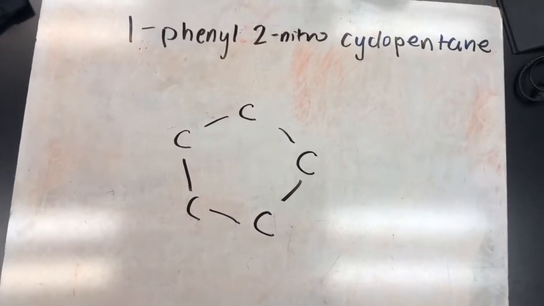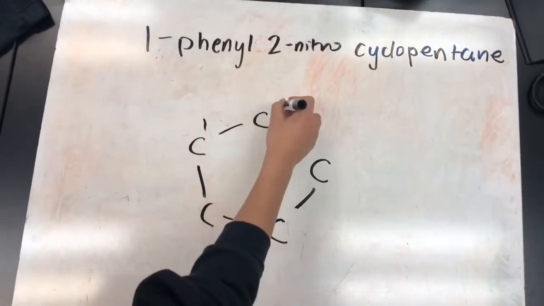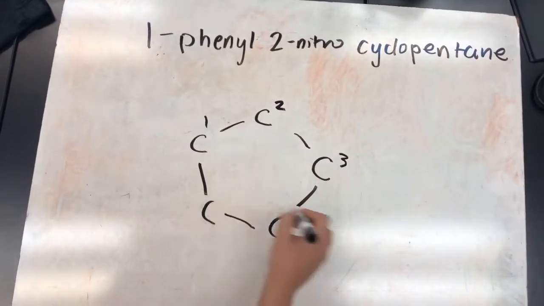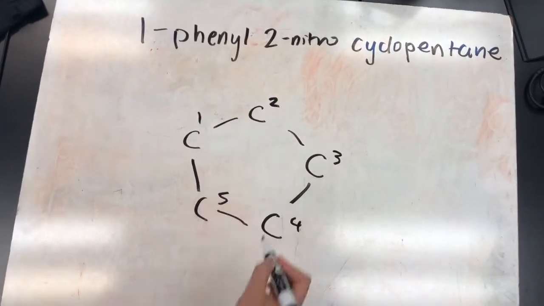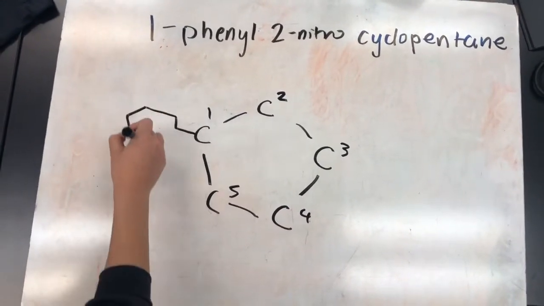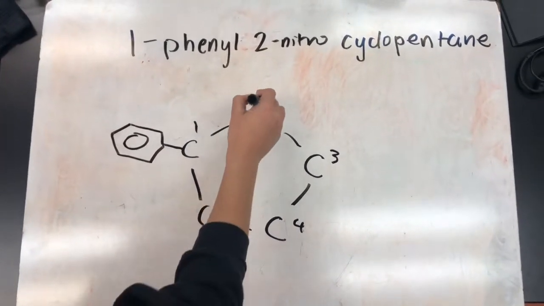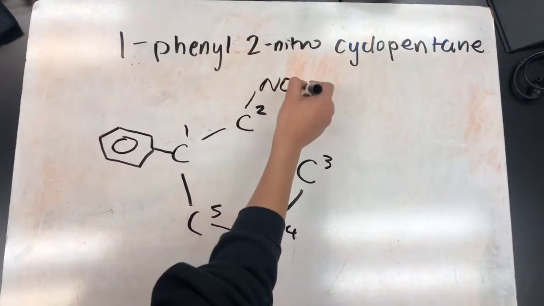Next, let's number our carbons. It doesn't matter where you start, since we'll end up with 1 and 2 either way. Then, on 1 carbon, we add a phenyl side group, a benzene ring that is bonded to something else. On the other carbon, we add a nitro group, which is NO2. And there you have it, 1-phenyl-2-nitrocyclopentane.